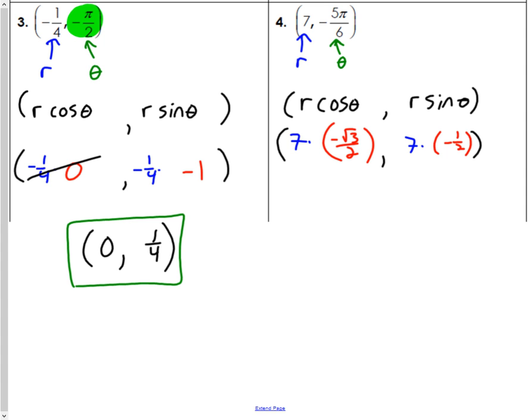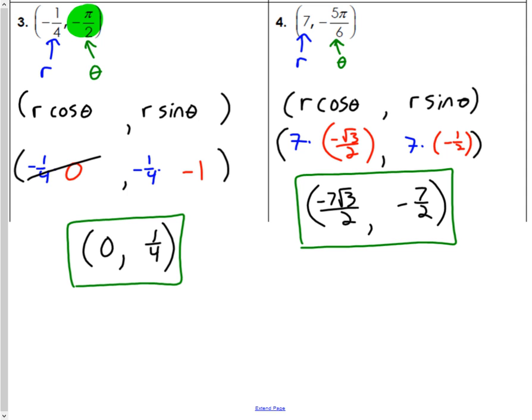So this point isn't going to be quite as nice as the previous ones. Nothing cancels, so 7 times -√3/2 is just -7√3/2. Likewise, we get a -7/2 for the y coordinate. Not every point will be pretty.